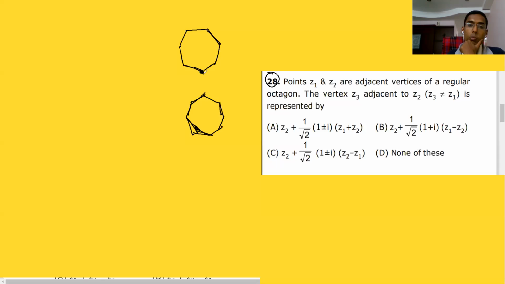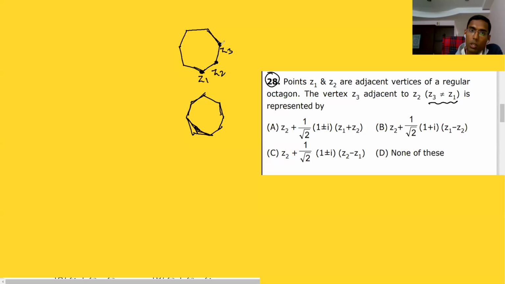Anyway, so here simply what we think is z1, z2 are adjacent vertices of a regular octagon. The vertex z3 is adjacent to z2. So z3 is here adjacent to z2. But z3 is not z1. Z3 is adjacent to z2, that means it can be here or here. But it is not z1, means not this. That means this must be here.